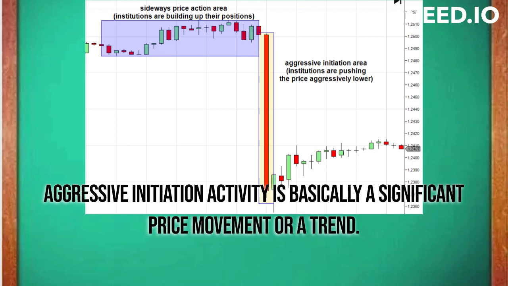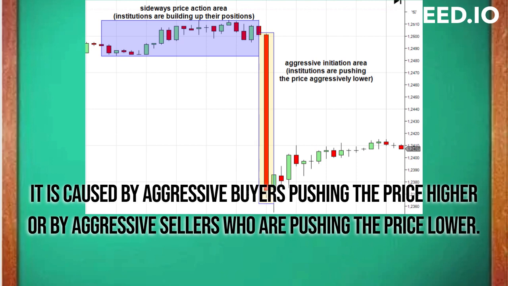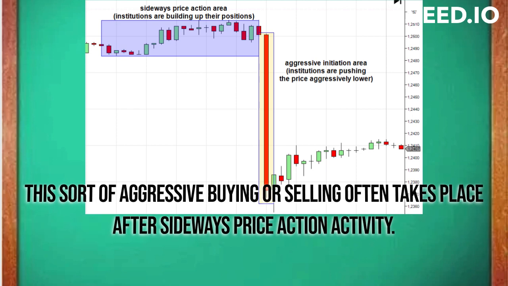Aggressive initiation activity is basically a significant price movement or a trend. It is caused by aggressive buyers pushing the price higher or by aggressive sellers who are pushing the price lower. This sort of aggressive buying or selling often takes place after sideways price action activity.